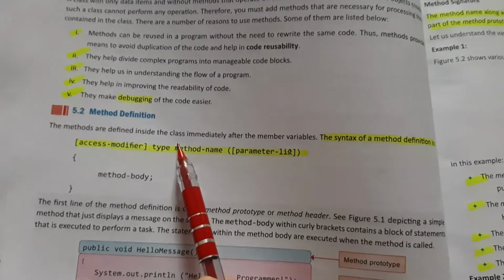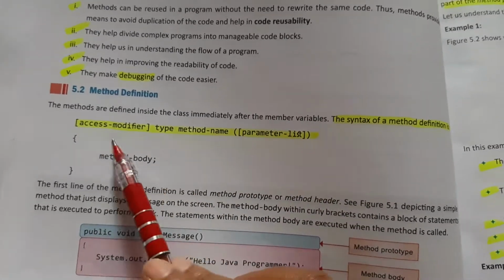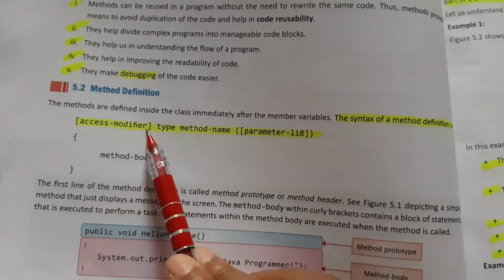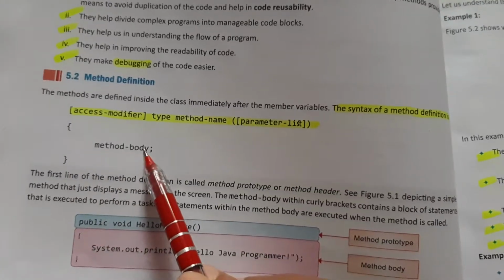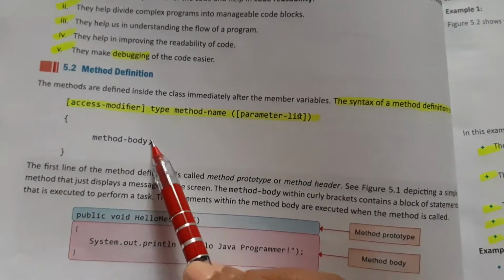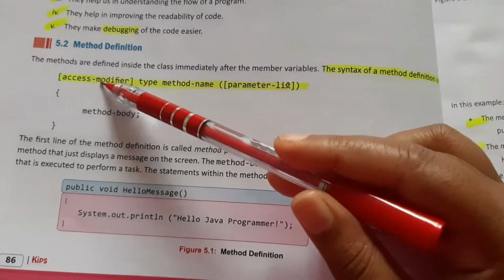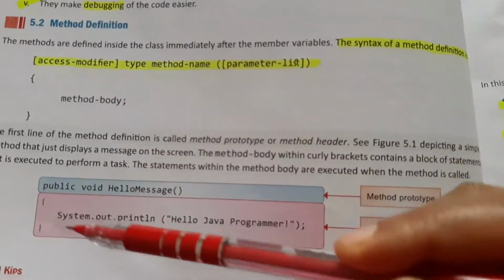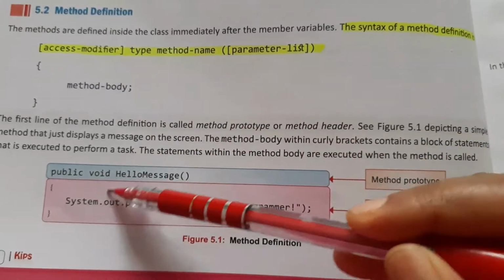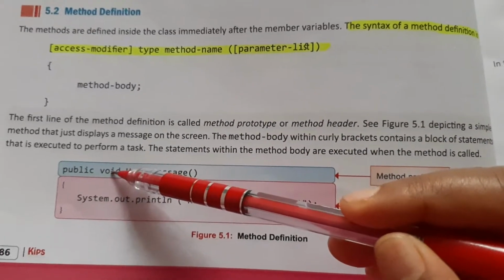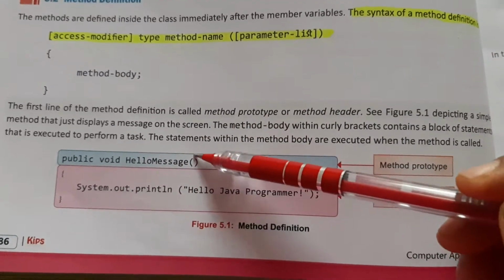Now next is your method definition. This is the syntax. This complete thing is the syntax. You have access modifier, type, method name, parameter list, opening bracket, method body, closing bracket. Let us see this with the example, then you will understand. The access modifier here is public. Public is called an access modifier. What type do you have? You have void type, because we are not returning any value. What is the method name? The method name is helloMessage. In this we don't have any parameter list.